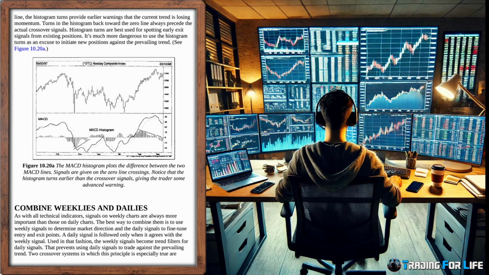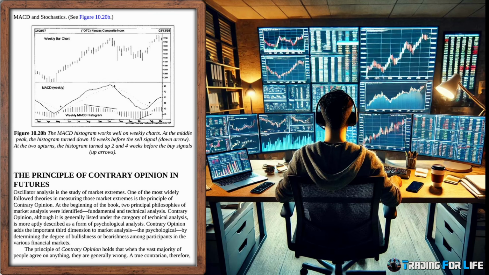A daily signal is followed only when it agrees with the weekly signal. Used in that fashion, the weekly signals become trend filters for daily signals. That prevents using daily signals to trade against the prevailing trend. Two crossover systems in which this principle is especially true are MACD and stochastics.